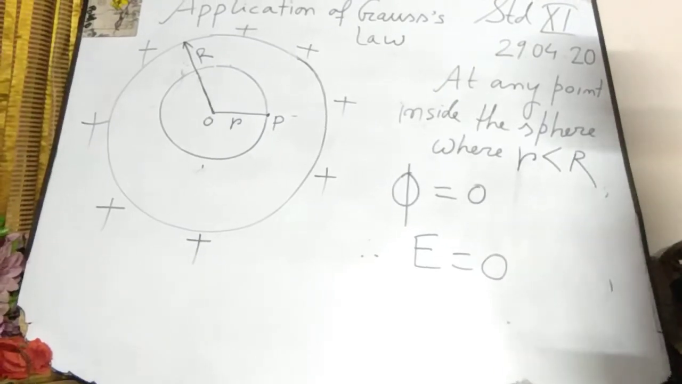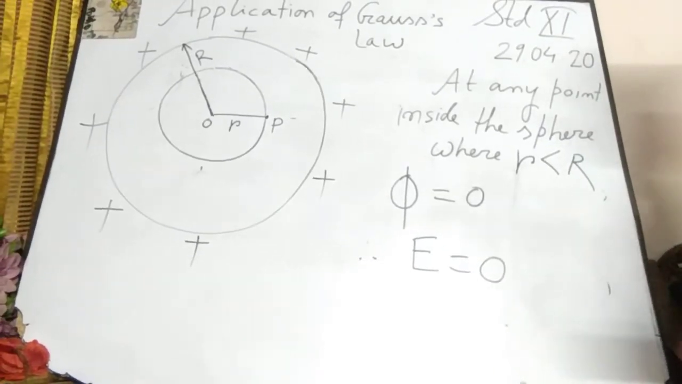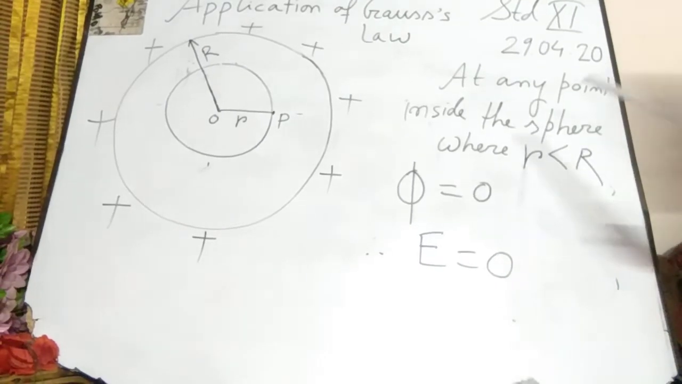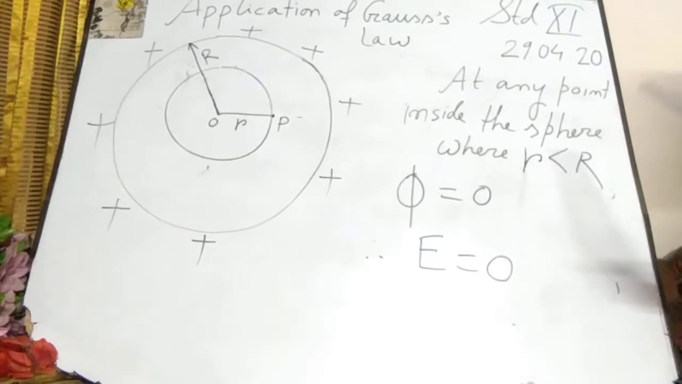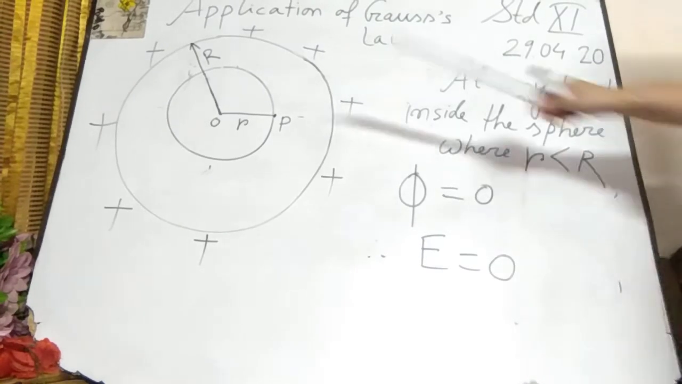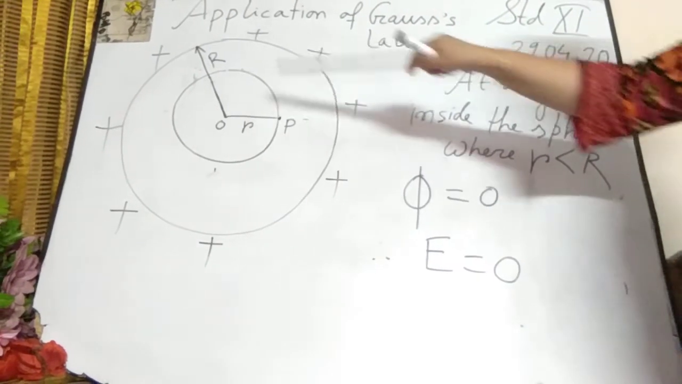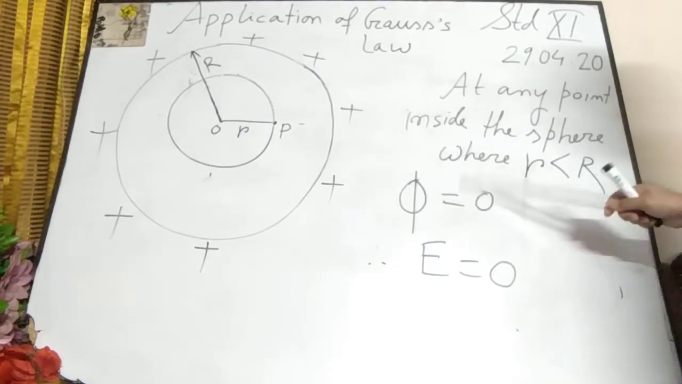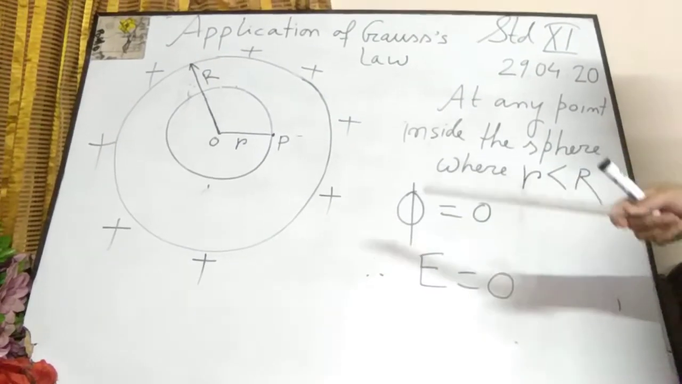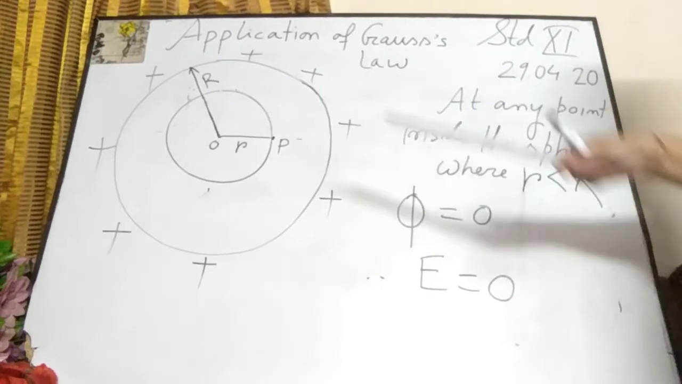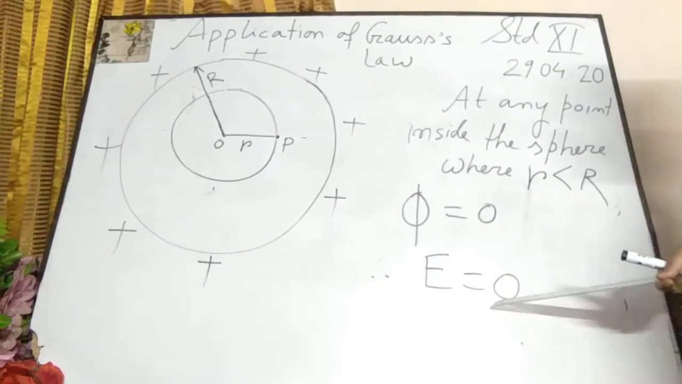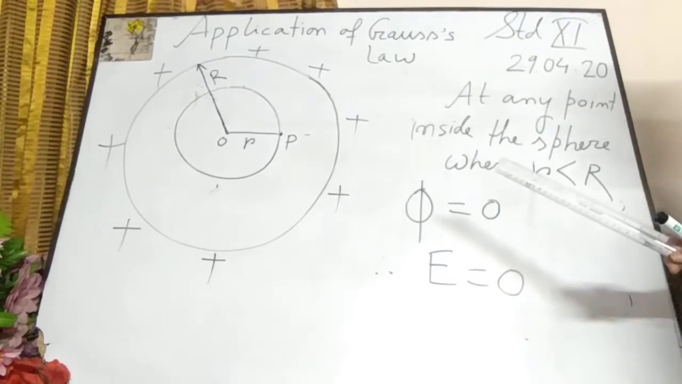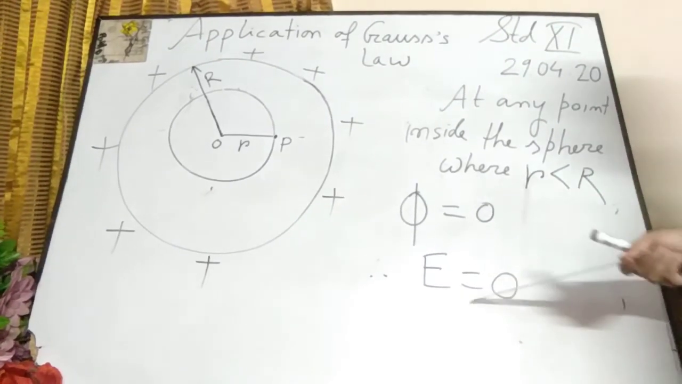But you know flux means the net charge enclosed by a Gaussian surface divided by epsilon naught, isn't it? Here there is no charge inside the Gaussian surface. That means the net flux will be what? 0. If there is no flux, no lines of force pass through it, then there will be no electric field intensity at any point inside the sphere, as there is no charge. So E equal to 0.